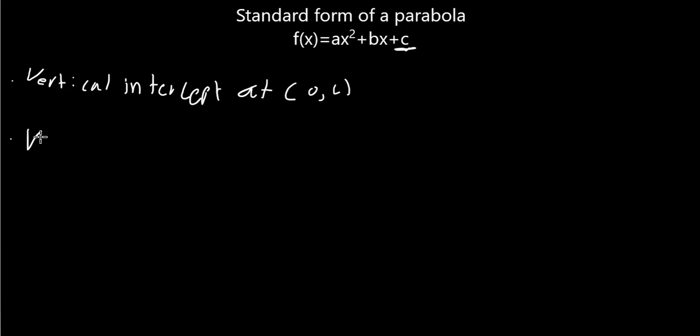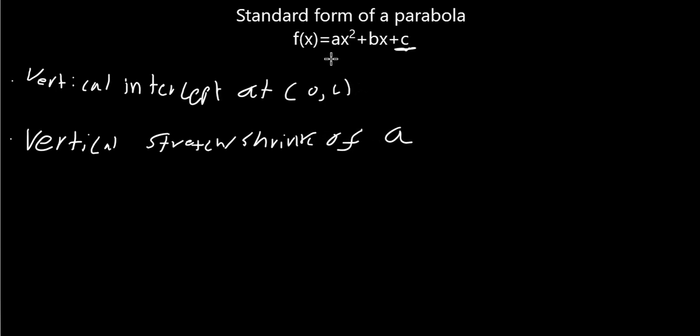It has a vertical stretch or shrink of a. So this a value right here actually tells you what the vertical stretch or shrink of the function is. You'll notice in the other forms, intercept and vertex, they also had an a, and that a also determined the vertical stretch or shrink. So there's a reason that we used a in all of those equations, because they all have a vertical stretch or shrink of a.